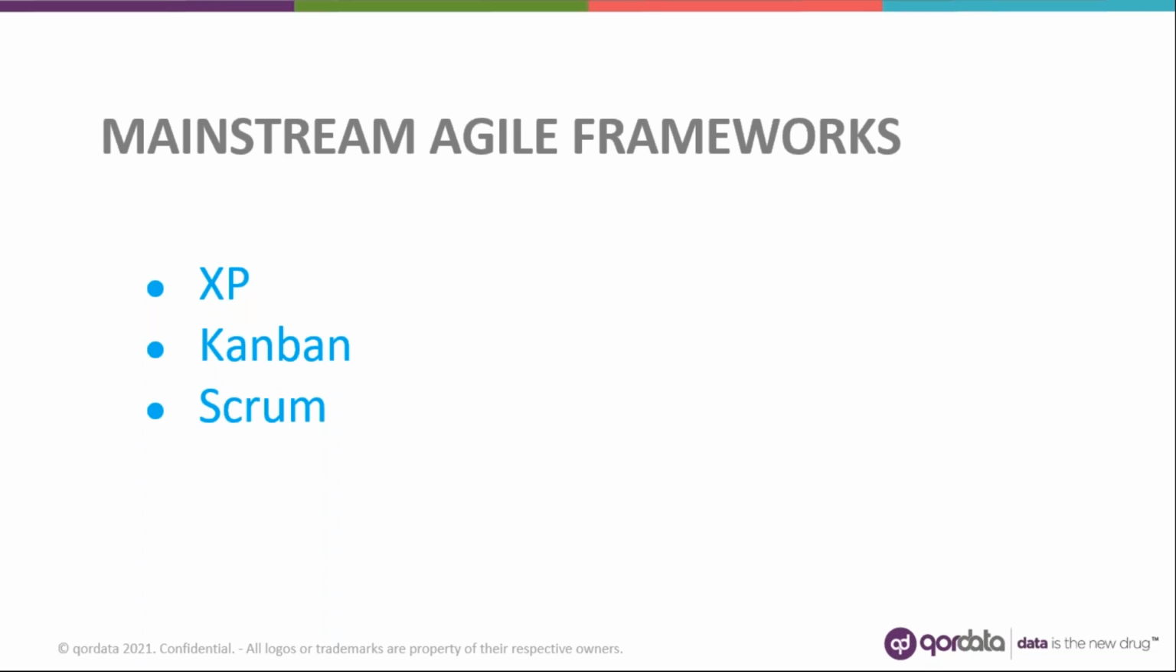So these three are the mainstream Agile frameworks. There are many others as well, like FDD, domain-driven development, and RUP, but these are the mainstream ones.